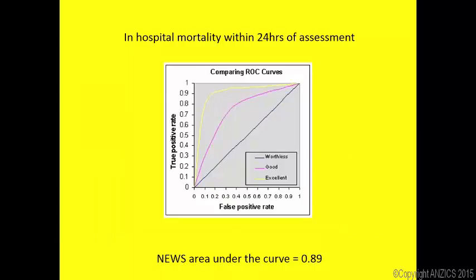That's just a generic receiver operating characteristic curve, but the NEWS score essentially was 0.89, which corresponds with that yellow line and means that it's very good at predicting mortality within 24 hours of assessment. So it performed well.